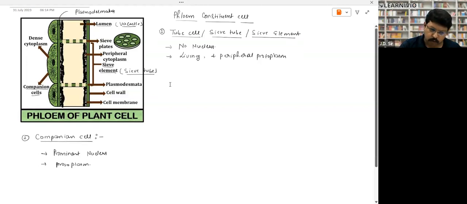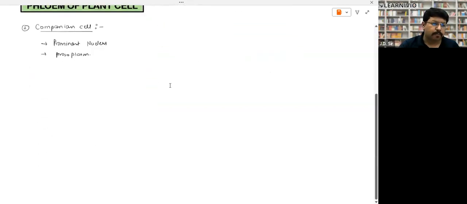Yes, sir. Okay. Now, what are the rest of the components? There are three components again, two more, right? So the third component is phloem fiber. Phloem fibers are nothing but they give strength to the phloem, right? These phloem fibers are called sclerenchyma.